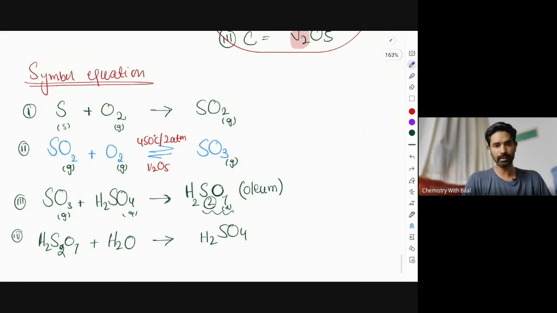Okay, and symbol equation is sulfur burn to give sulfur dioxide, further burn to produce sulfur trioxide. It's a reversible reaction. And in the third step, sulfur trioxide is mixed with sulfuric acid to get you an intermediate, which is called oleum. Oleum is added in water to get you sulfuric acid, 2 moles of sulfuric acid. So here I should put 2. Make sense, everyone? Say yes.